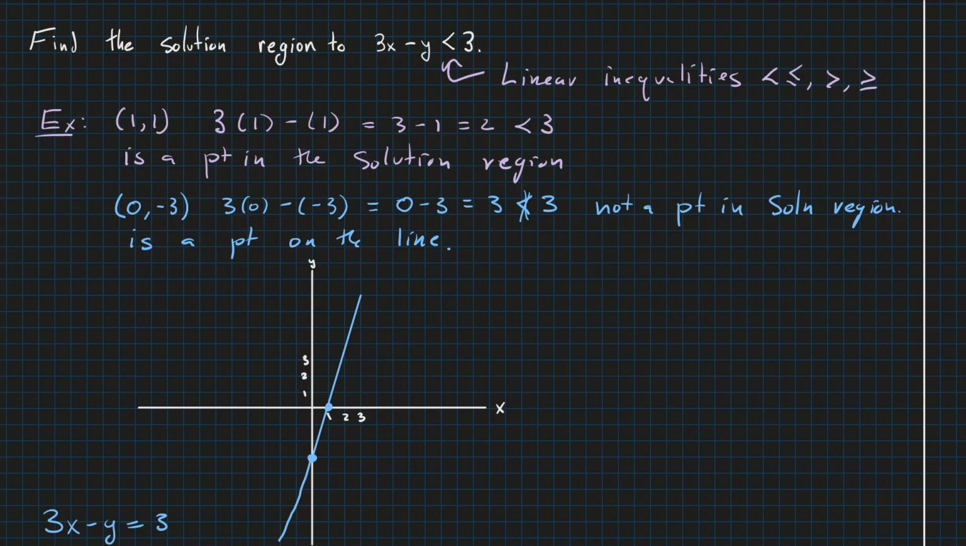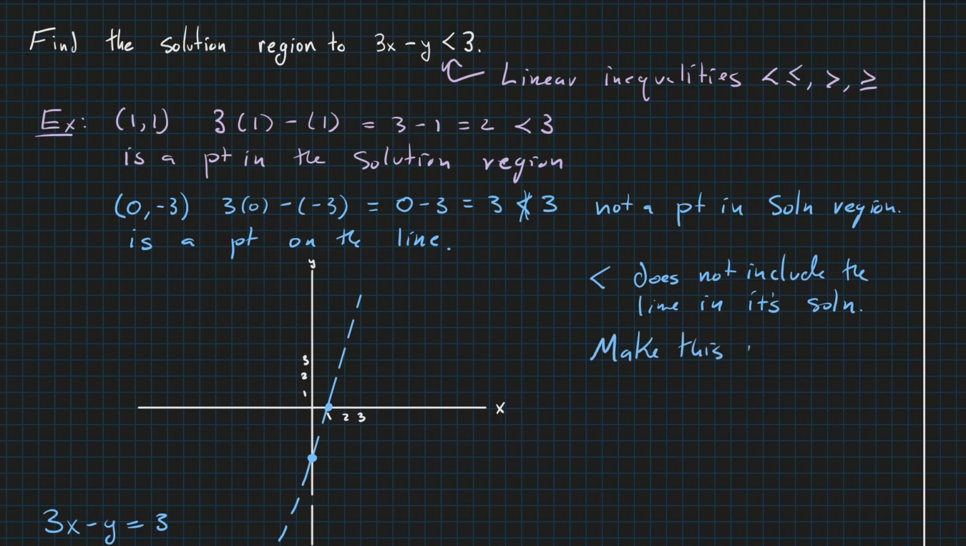I drew this solid, but I want to point out that less than does not include the line in its solution. So what that means here is that we should make this a dashed line. That is the convention. When we graph this line, we make it dashed. Since this is a dashed line, we now know that it's not included in the solution region.